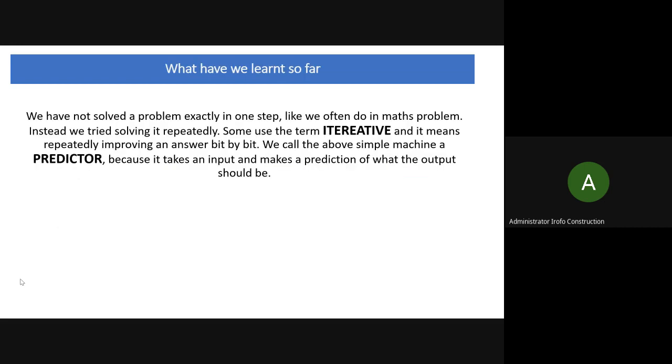So let's move ahead. You can see that we have not solved the problem exactly in one step, like we often do in math problems. Instead, we try solving it repeatedly. Some use the term iterative, and it means repeatedly improving an answer bit by bit. We call the above simple machine a predictor because it takes an input and makes a prediction of what the output is supposed to be.